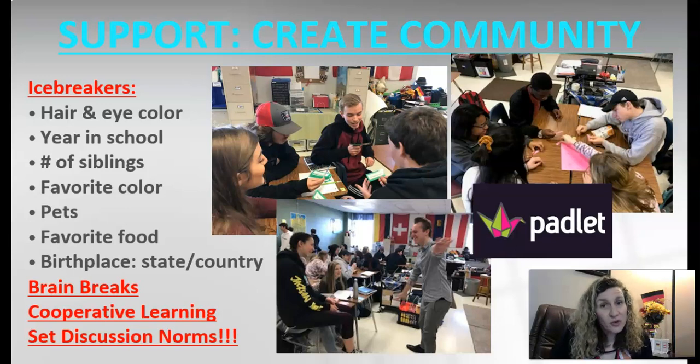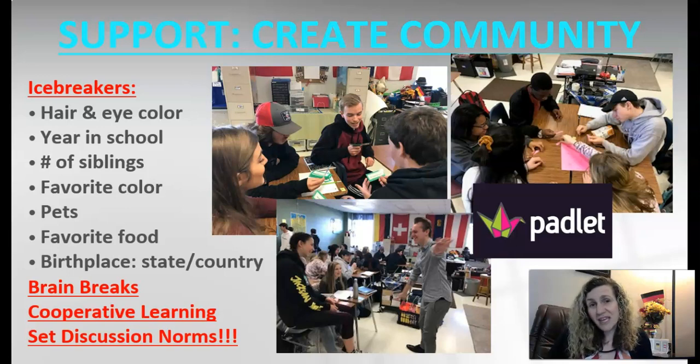Cooperative learning in general, so activities where they really work together towards a common goal and are there to support each other. All of those sorts of things are going to build the community. And perhaps most important is to set discussion norms very early on, so students have very concrete expectations for how a conversation should look and also how it should not look.